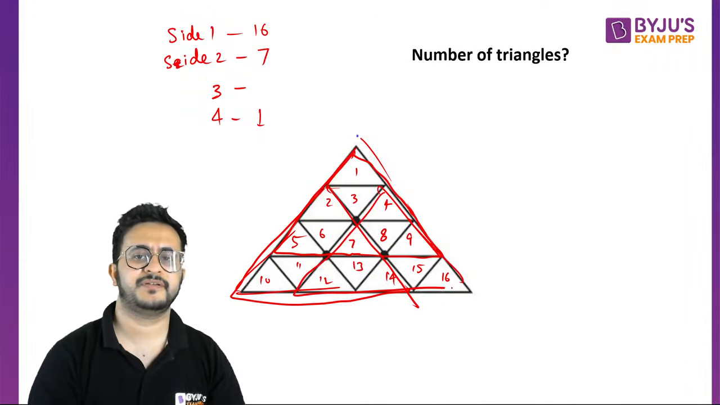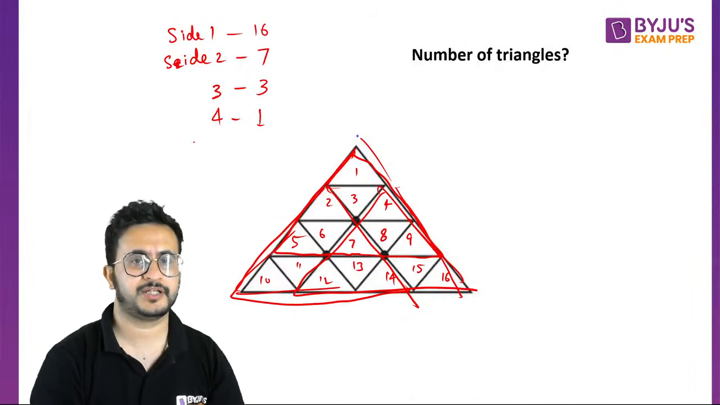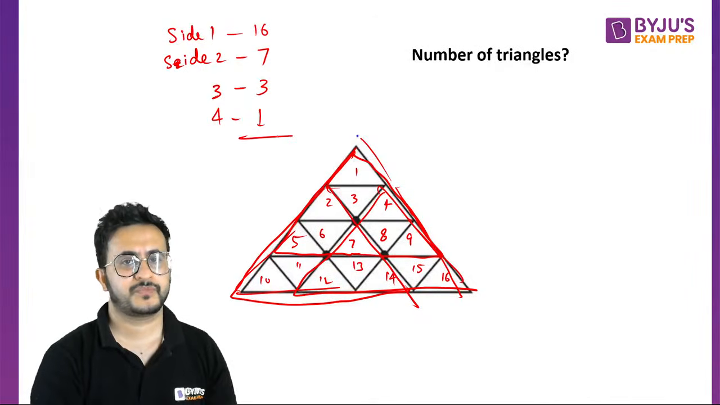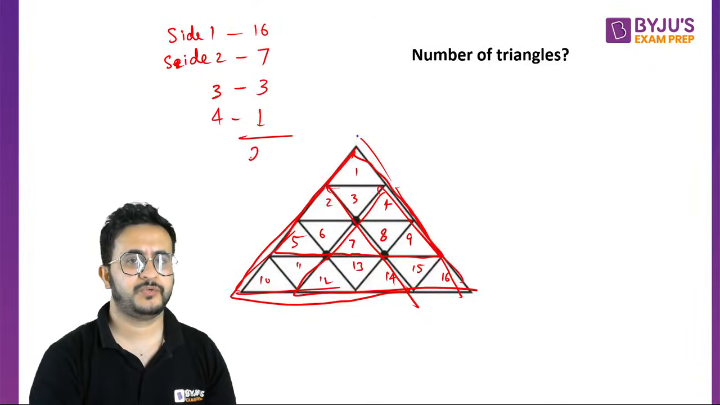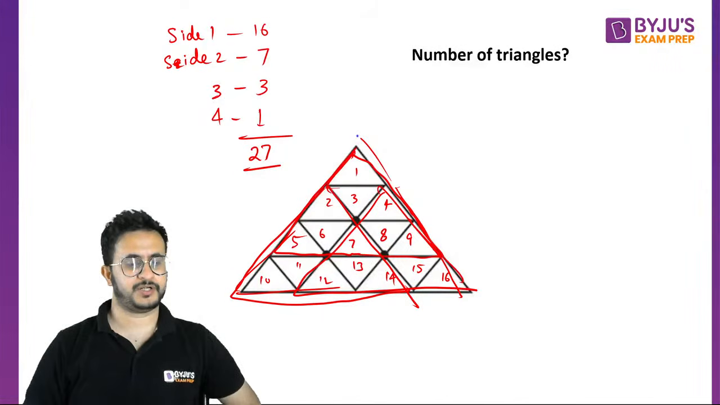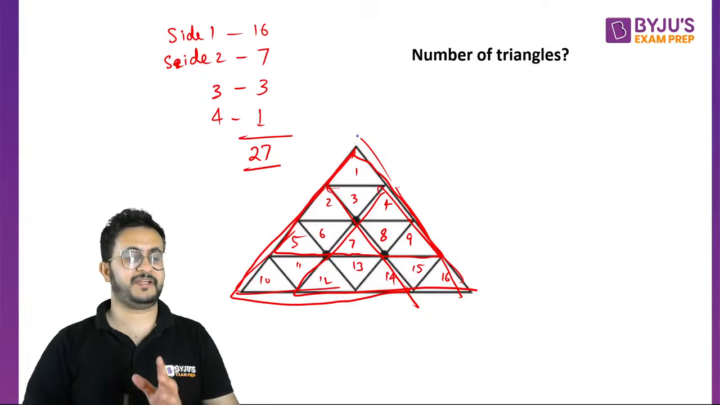And then we have this triangle. Okay. So there are 3 such triangles, and with side length 4, there is one grand triangle. So we have 27 triangles. Someone said 27. Yogita, your answer is right. 27 triangles.